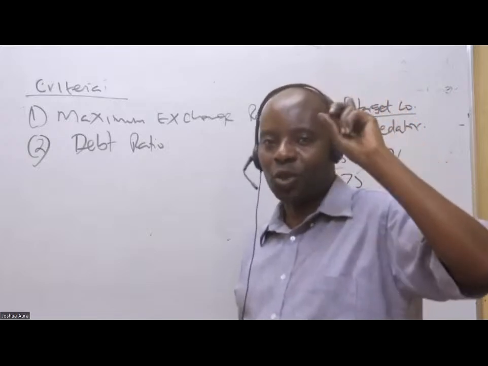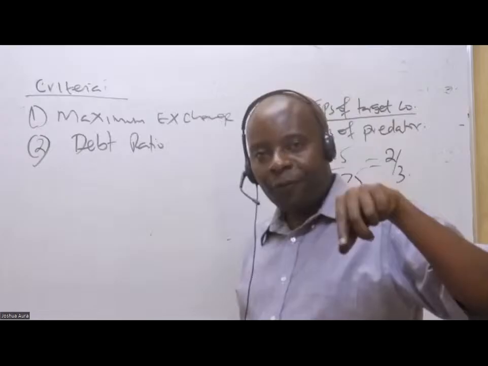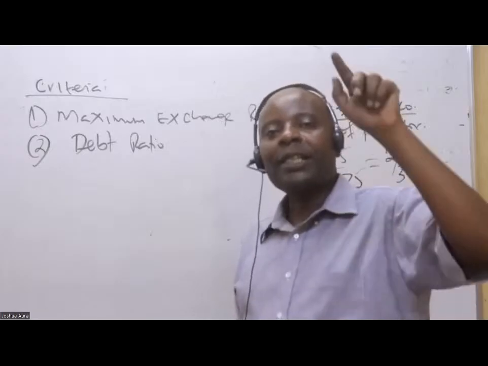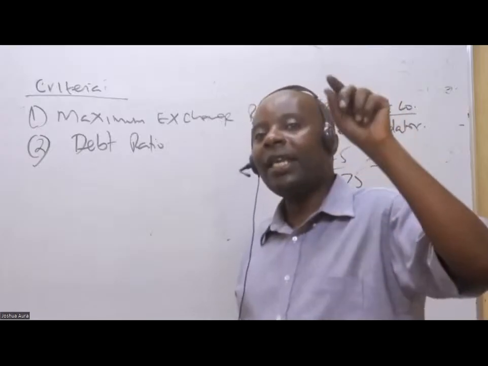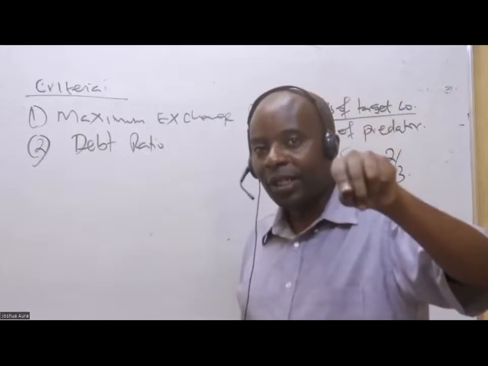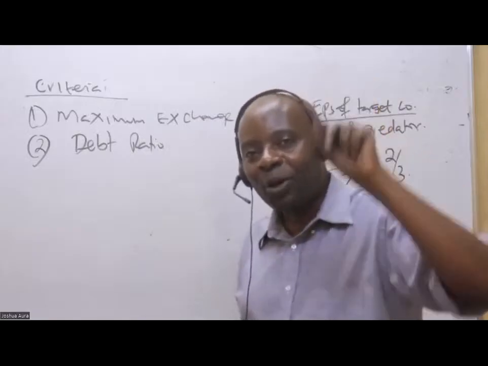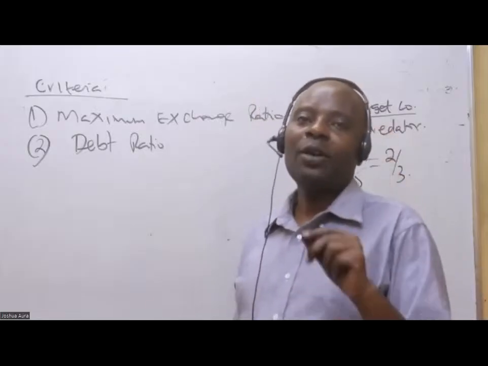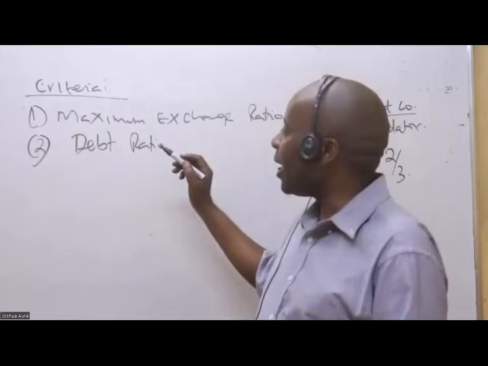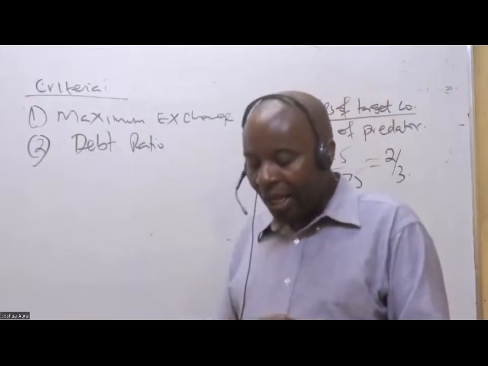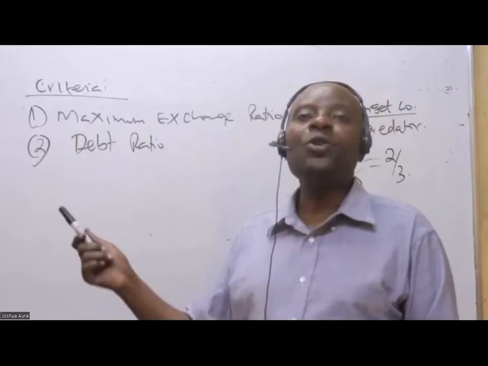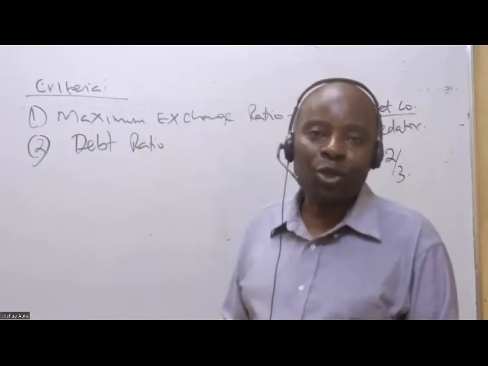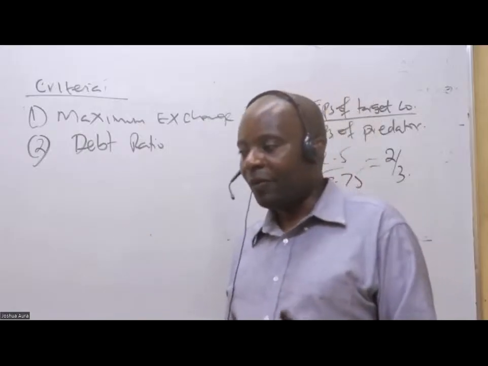I'll not want to acquire a target company that will increase my debt, or gearing ratio. If the targeted company has got a high gearing ratio, then it has got poison. I'm swallowing, in this case here, a poisonous targeted company, I will die. So debt ratio as a criteria, I would want to acquire a target company that can even reduce this debt ratio. Very, very important.